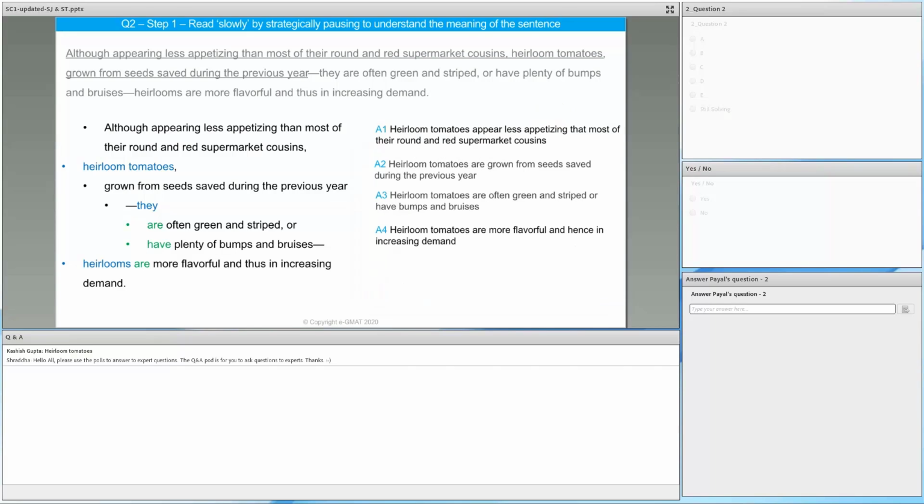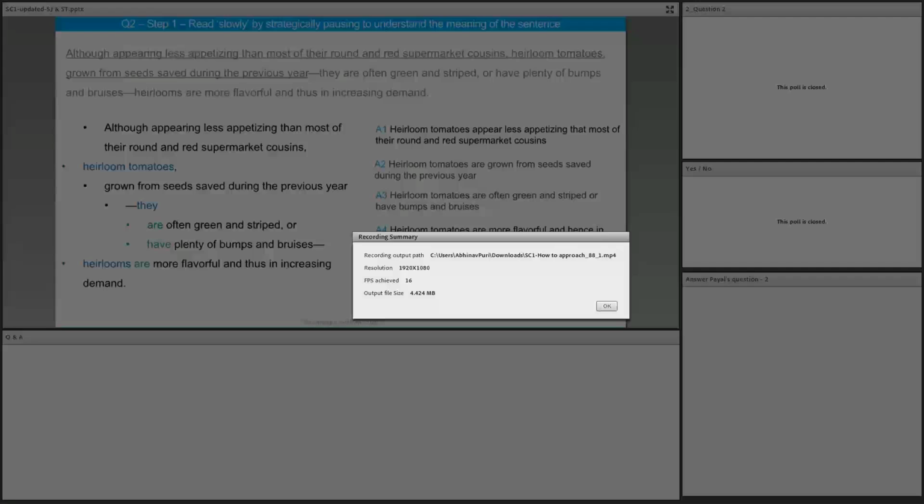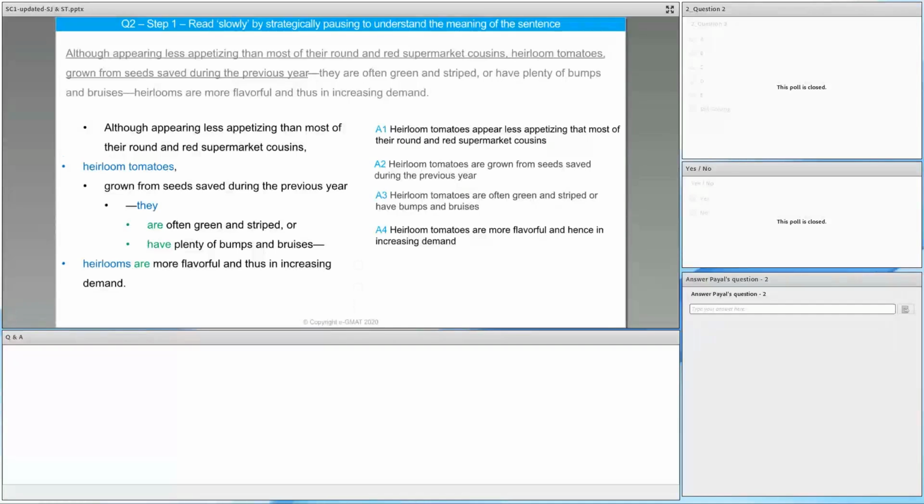And from those leading questions, you can pull your key aspects. Heirloom tomatoes are grown from seeds. They're often green and striped, have bumps and bruises, so I know they're ugly. They're more flavorful. So pretty straightforward sentence.